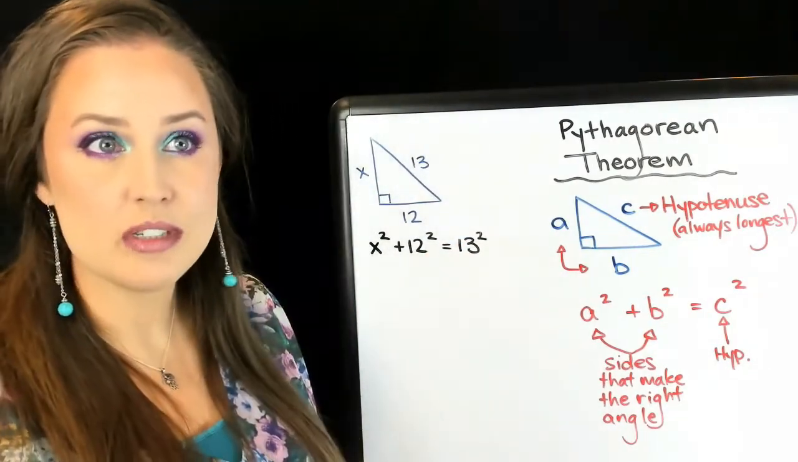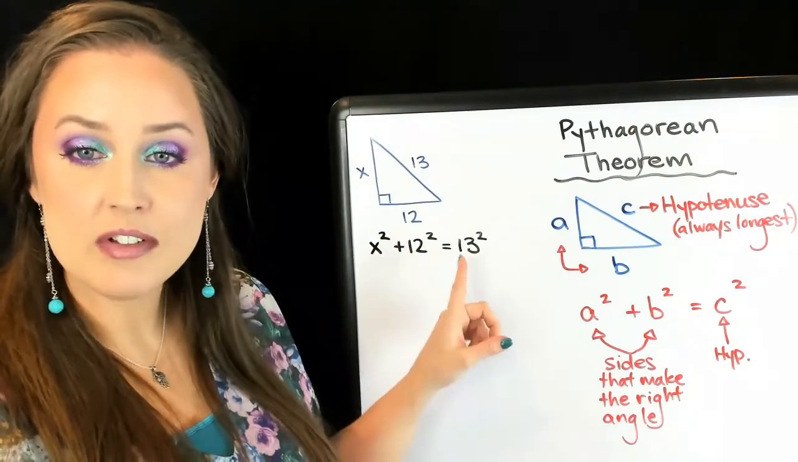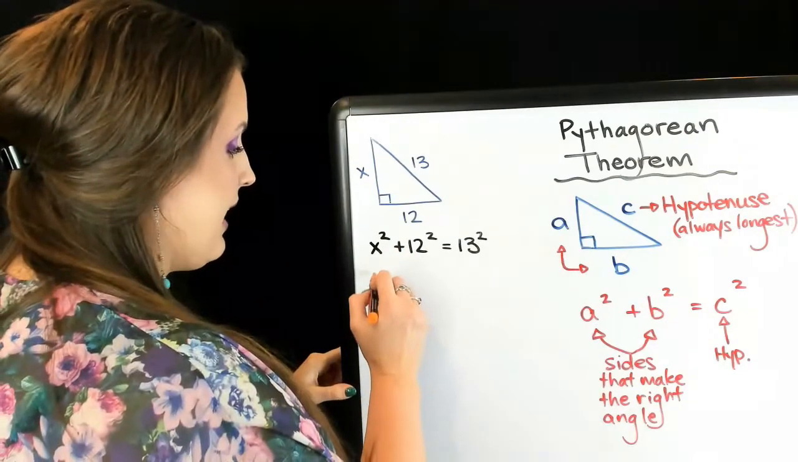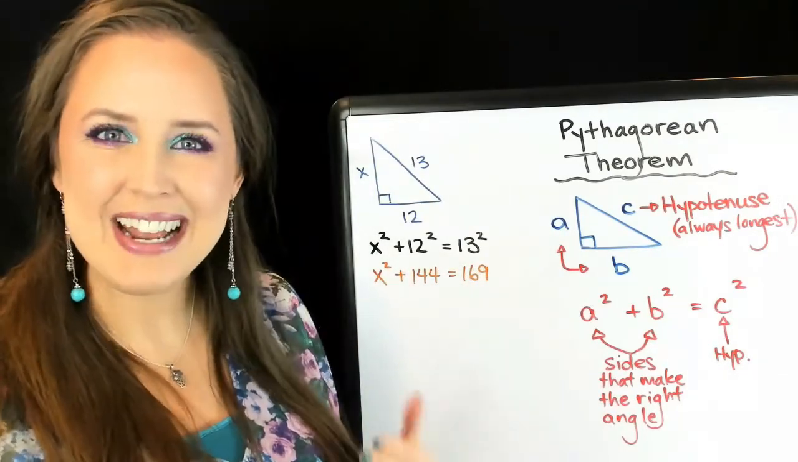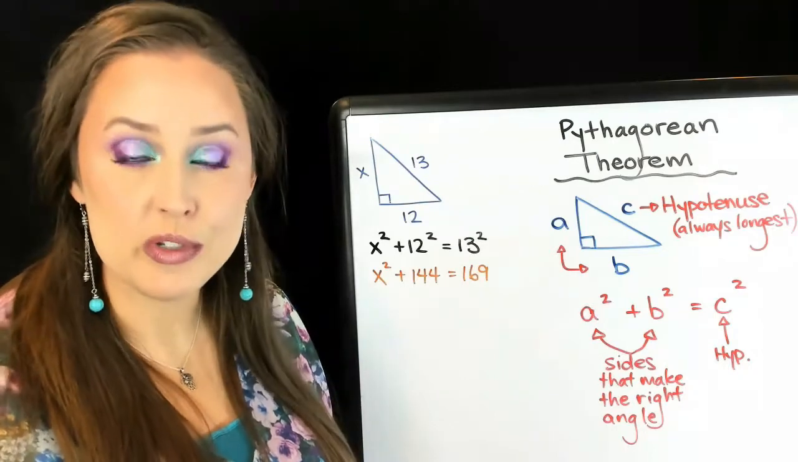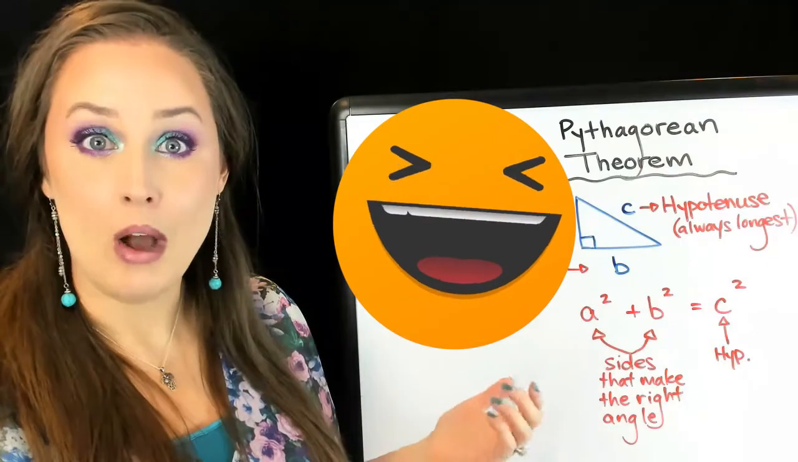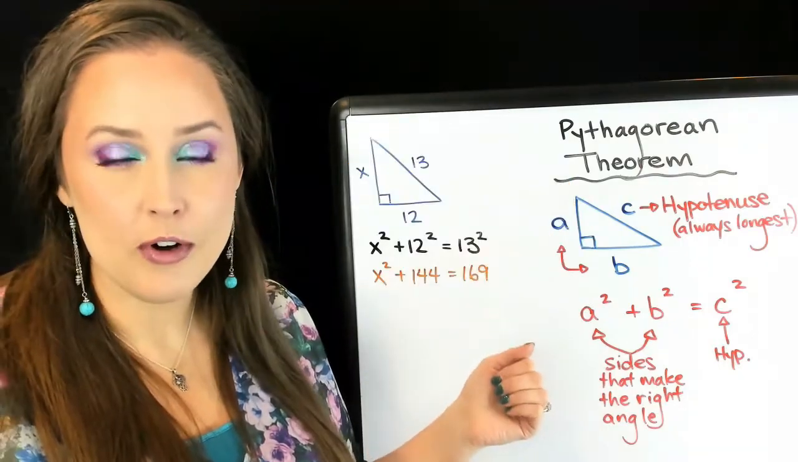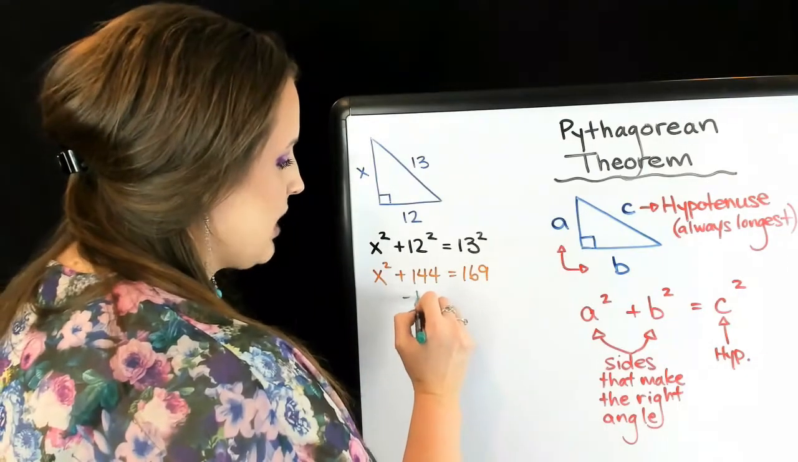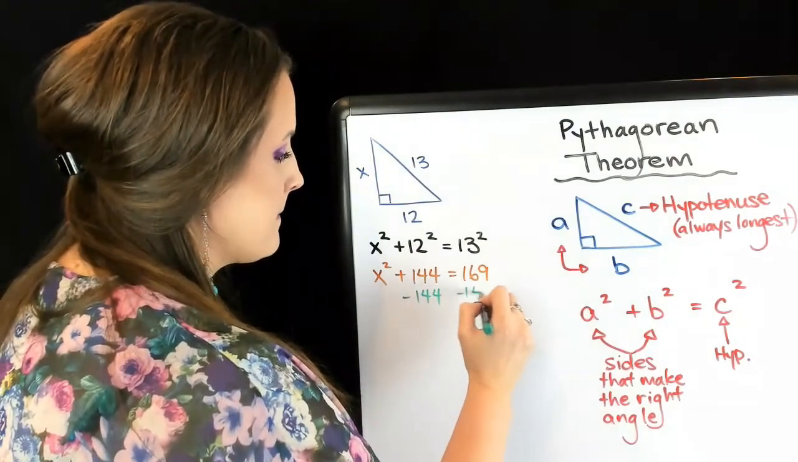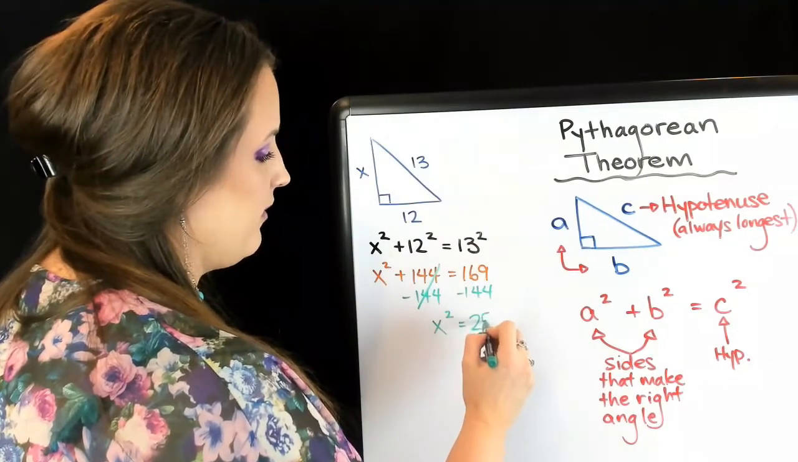So now all you have to do is just do the math. I know, who'd have thought? So now you're going to square the 12, square the 13. So we're going to have that equation right there. So now remember that we're trying to get x alone. We want to know what it's equal to. So we're going to want to subtract 144 from both sides to get the x squared alone, and then we'll deal with the squared after that. So let's subtract 144. So I'll have x squared is equal to 25.